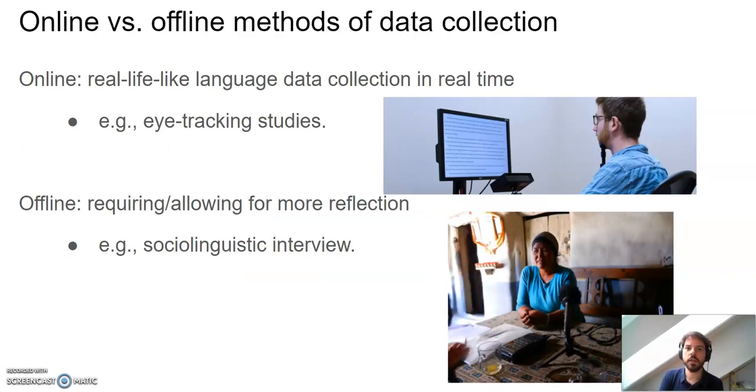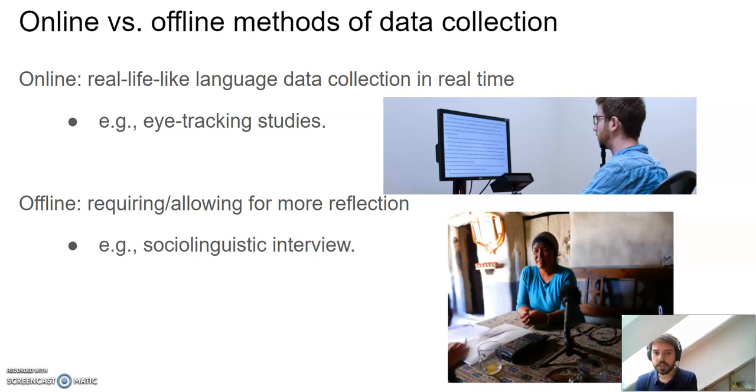Okay, the distinction between online and offline methods of data collection. Essentially, online means in real time. So if you imagine a study where you expose your speakers, your subjects to a text, and you ask them to read it, and they read it and you follow their eye movements or something like that, that is basically observing language behavior in real time, and that is a very clear example of an online study.